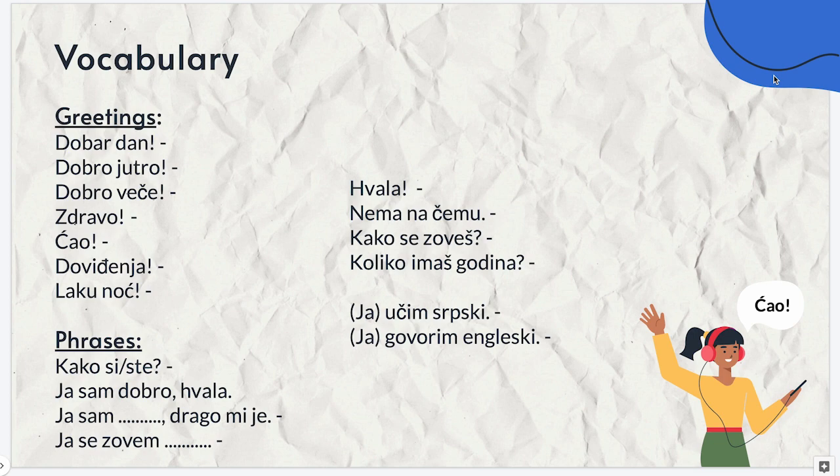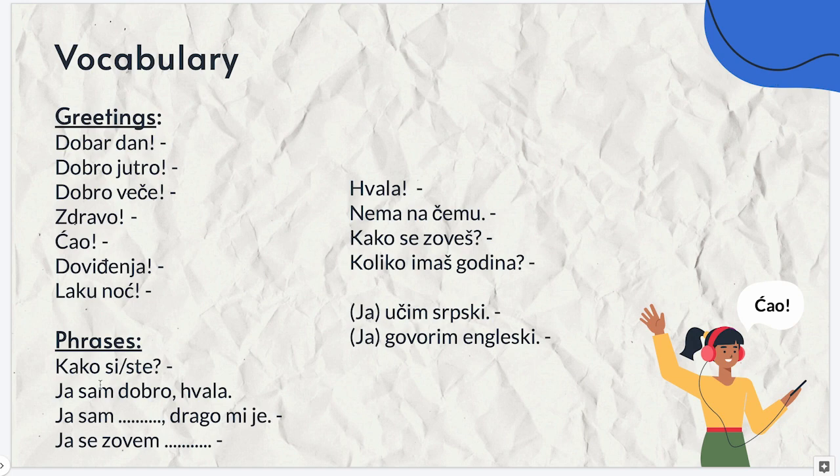So, dobar dan means good afternoon or good day. It's a formal greeting in Serbian. Dobro jutro is good morning. Dobro veče is good evening. Zdravo is hello. Ciao is hi, but also bye. Doviđenja is goodbye. Laku noć is good night.